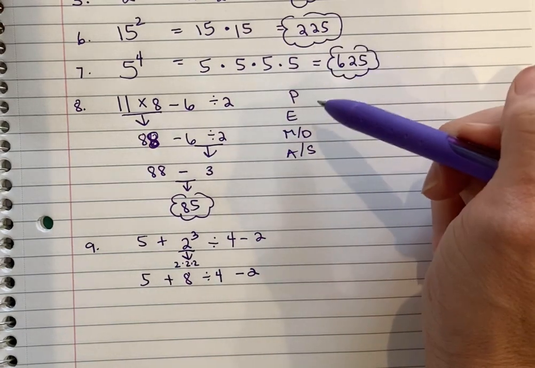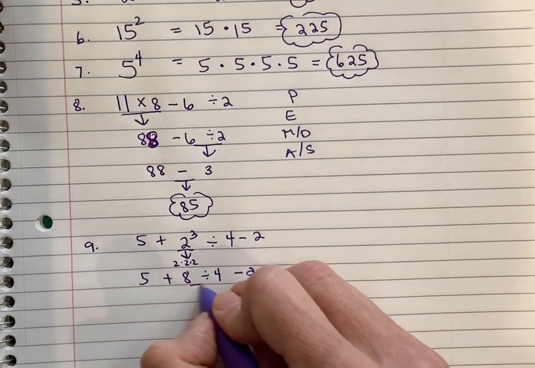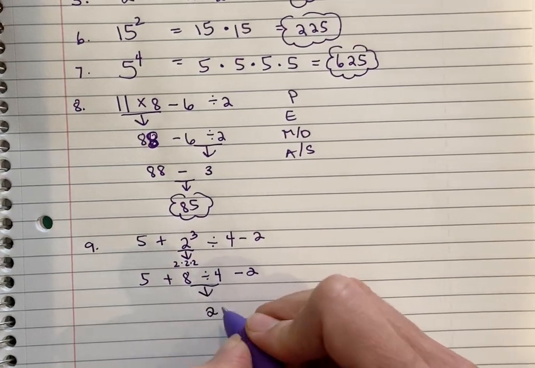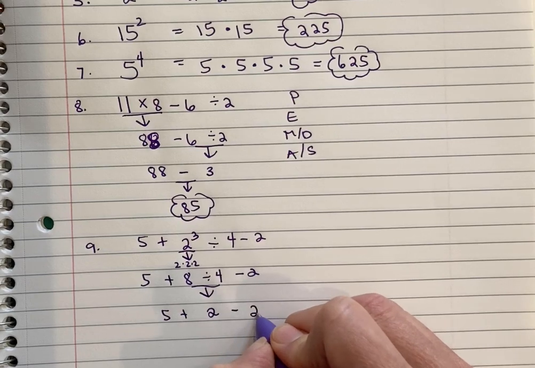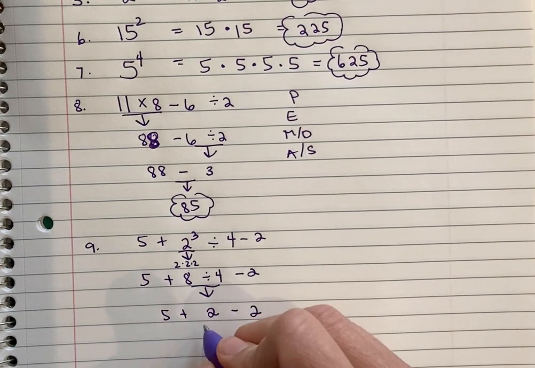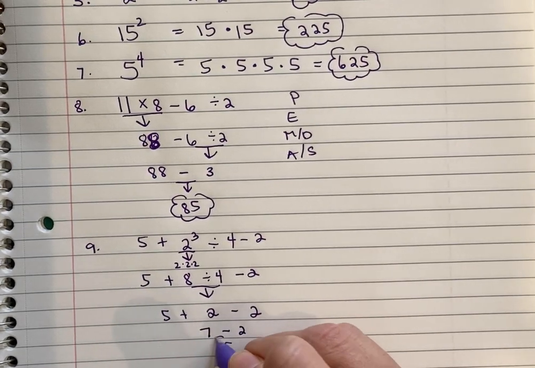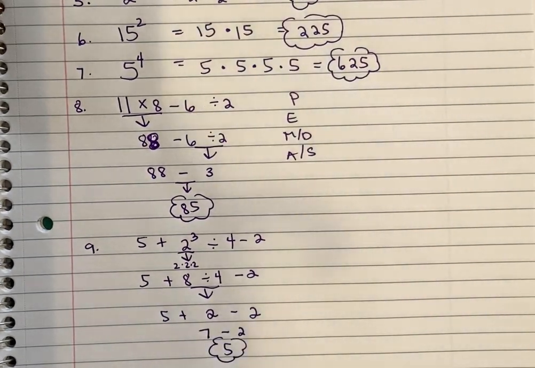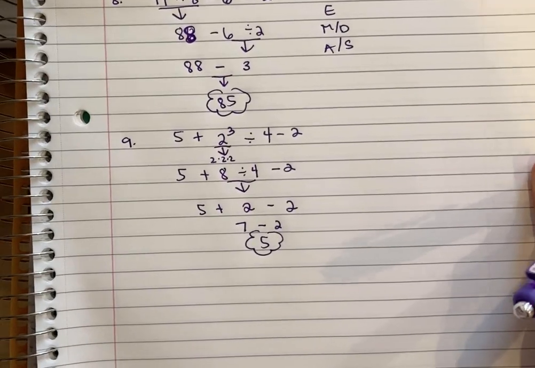We don't have any more exponents, so we go to multiplication and division next. 8 divided by 4 is 2. Drop down the rest of the problem. And then addition and subtraction gets worked out from left to right. 5 plus 2 is 7. 7 minus 2 is 5. All right, on to number 10. Move my paper up a little bit.